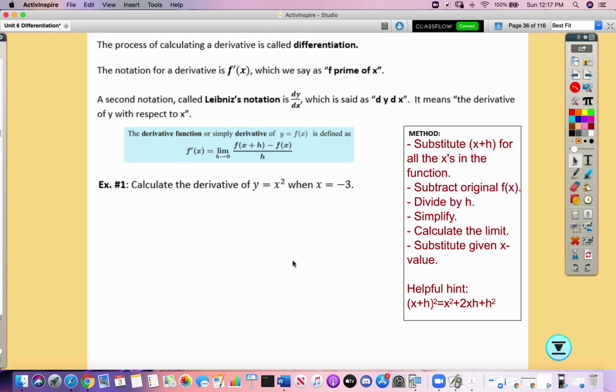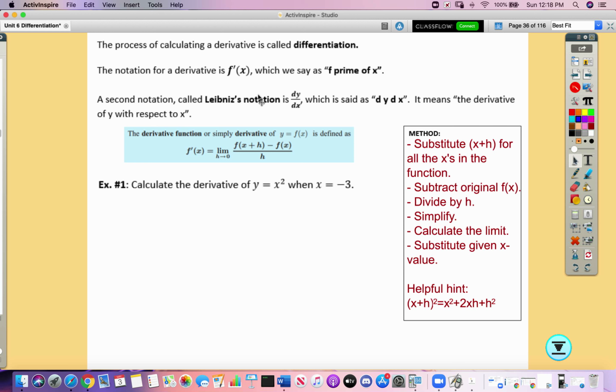So the process of calculating a derivative is called differentiation. And the notation for a derivative, well, there's a lot of different notations for derivatives, let me just tell you. So you sometimes will see it written like this. And the way we read this notation is we say it's f prime of x. You could also call it the first derivative. A second notation called Leibniz's notation is this notation, which is said as dy dx. So dy dx means the derivative of y with respect to x.